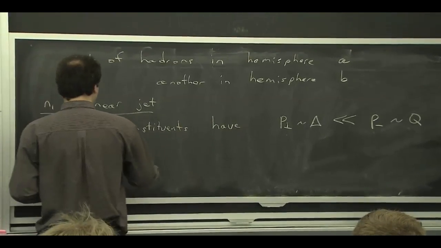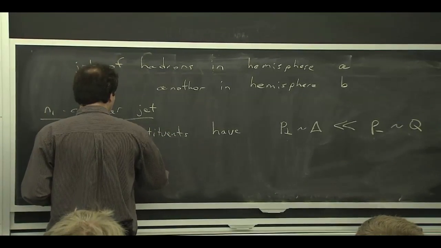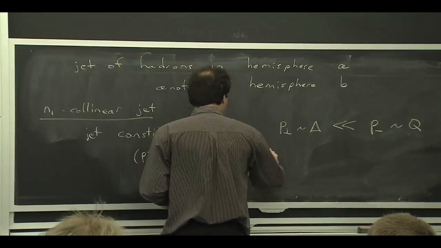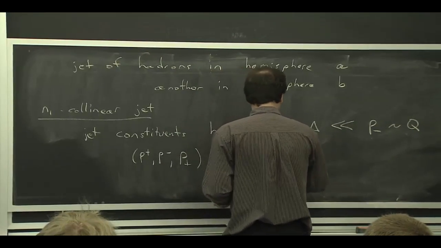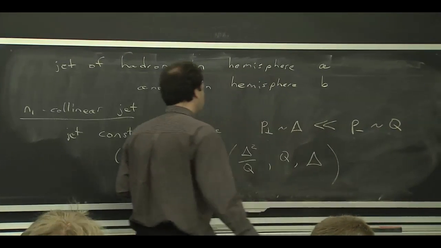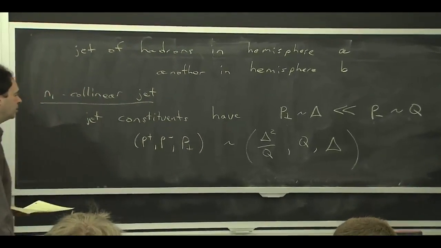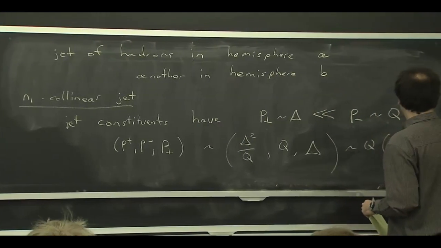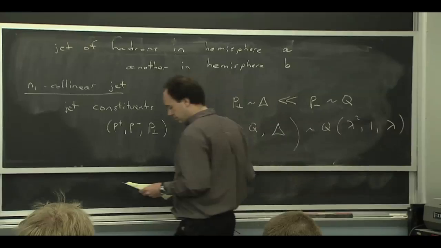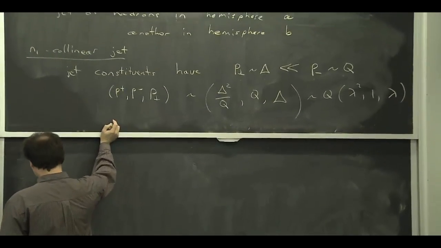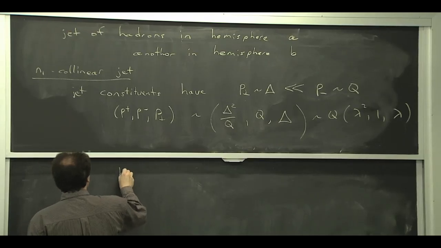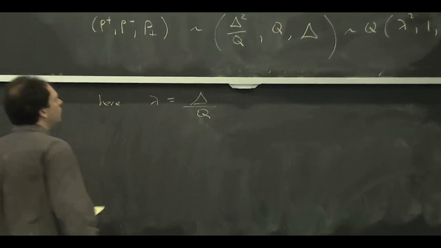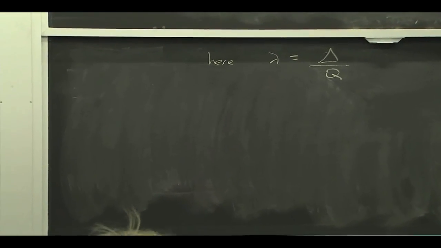And given those two facts, you can ask, what about the constituents of the jet? And again, they're collinear, because you have a hierarchy. So the plus, minus, and perpendicular momentum of constituents would scale in that way. And that is Q lambda squared, 1, lambda, just as before, with a different lambda. So here, lambda is how much spread in perp do we have over Q. And this delta doesn't have to be lambda QCD. It could be something much bigger.